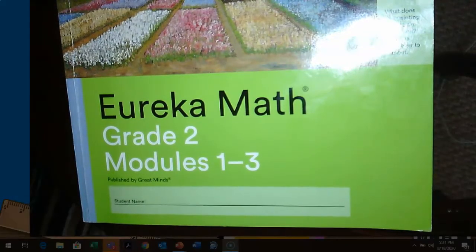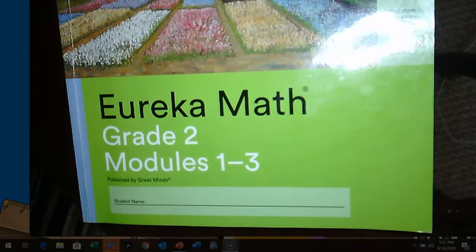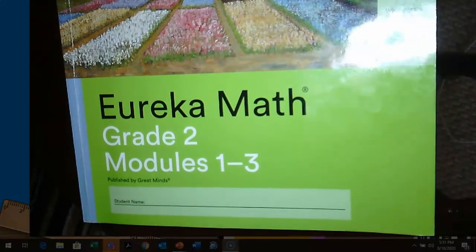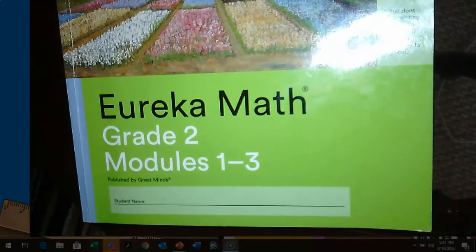Boys and girls, today we're going to practice how to add and subtract using the number bond. And I want to tell you why it's so important to add using like units.